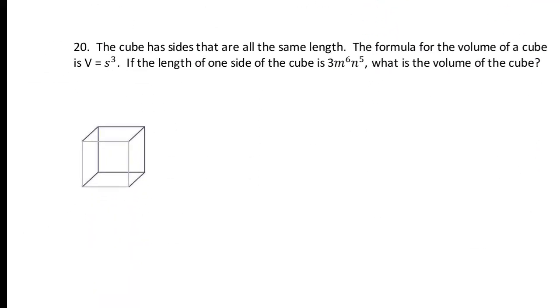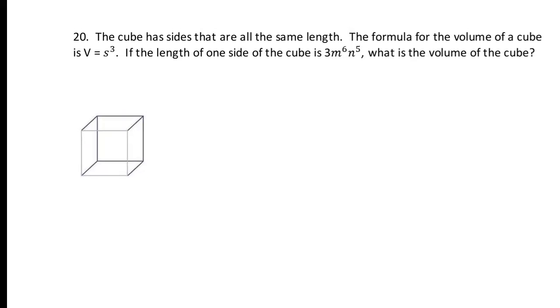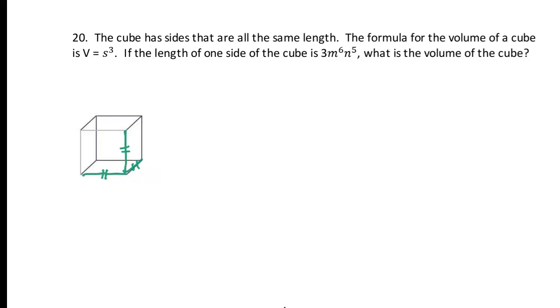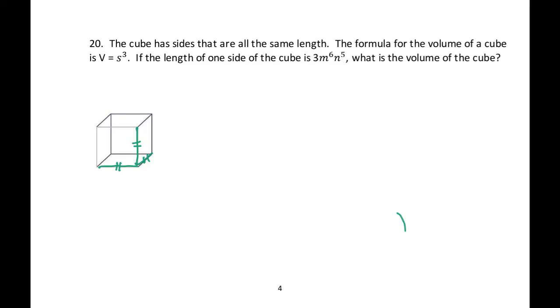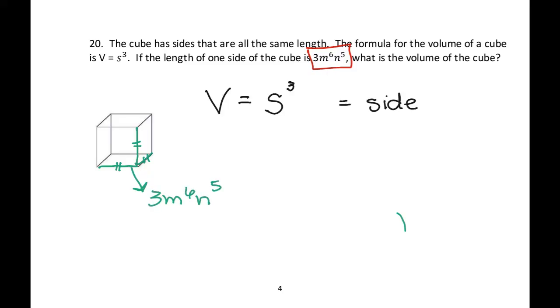Let's look at 20. The cube. The cube is a three-dimensional block, has sides that are all the same length. So this has the same length as this, which has the same length as this, okay? The formula for the volume of a cube is s to the third power, where s is equal to a side. So I am going to take the length of that side, which they tell you is 3m to the 6th power n to the 5th. That is the length of every side of that cube.